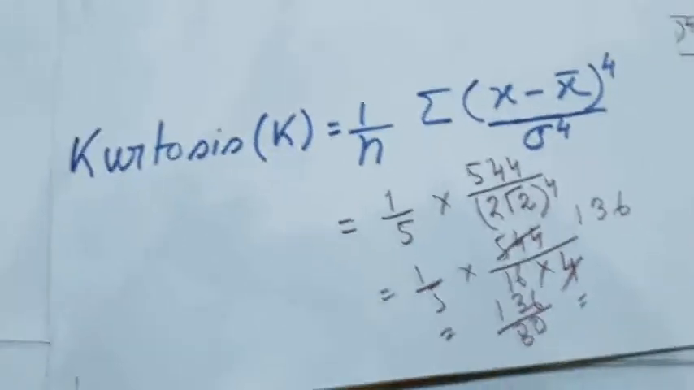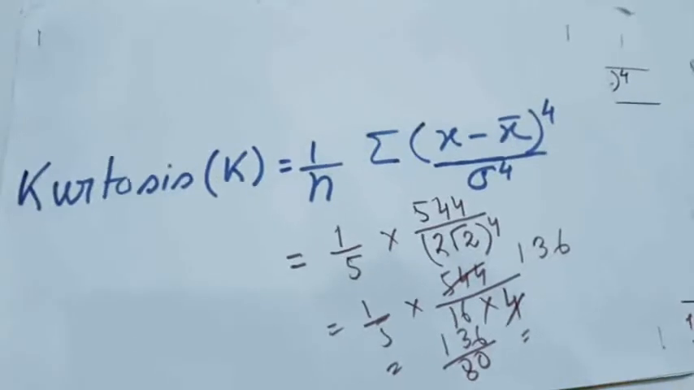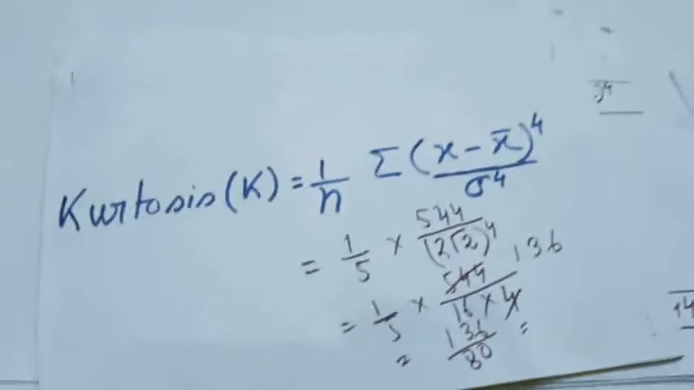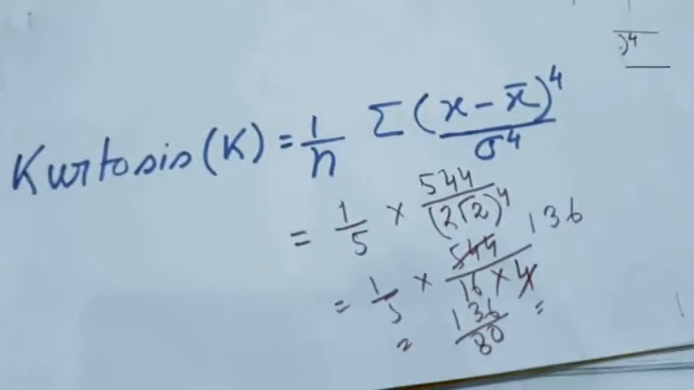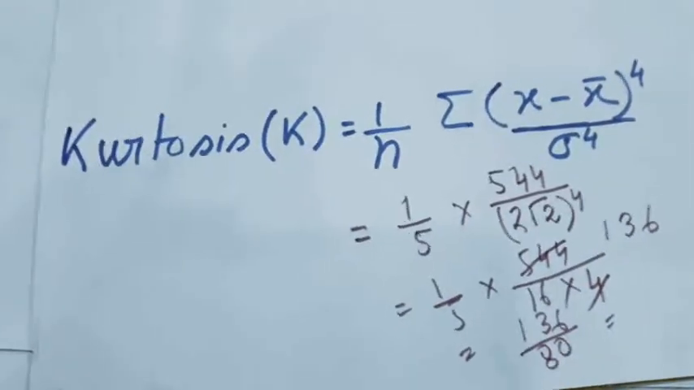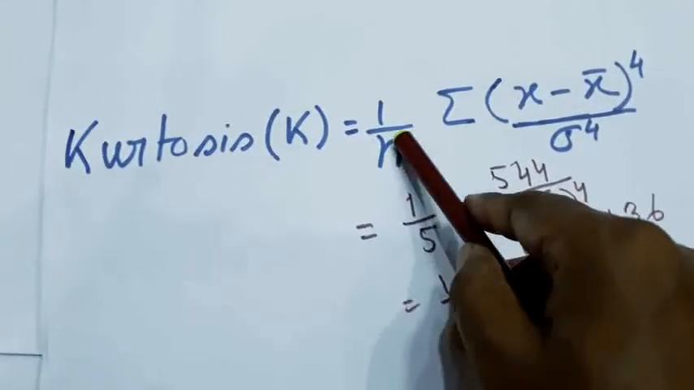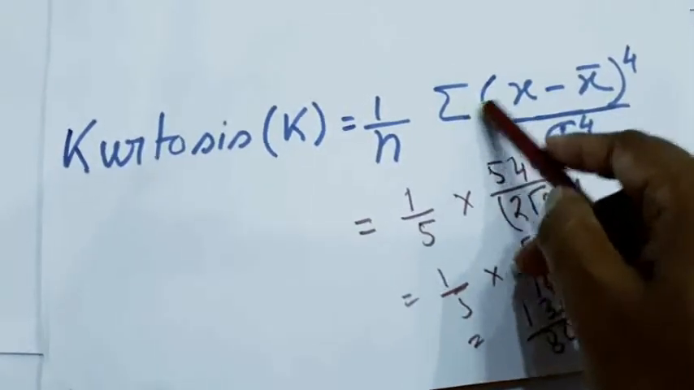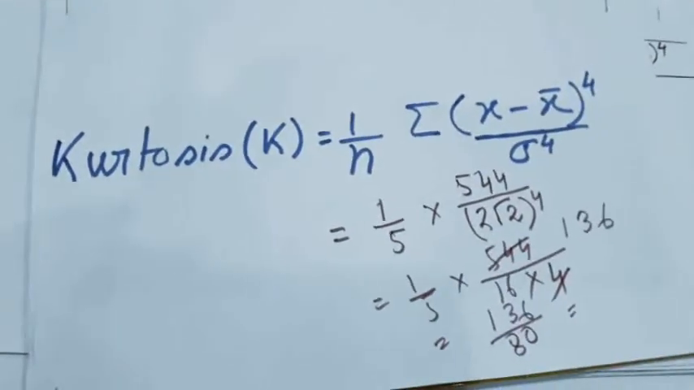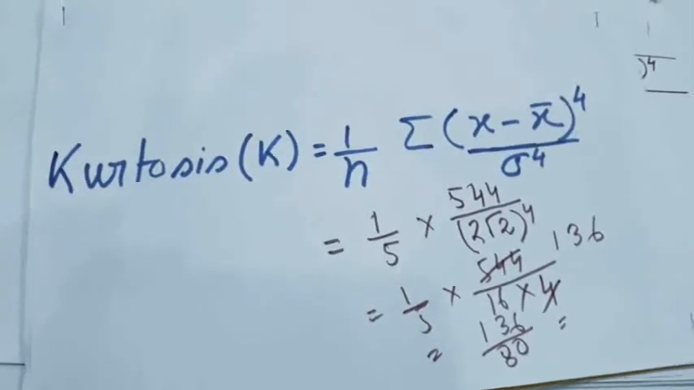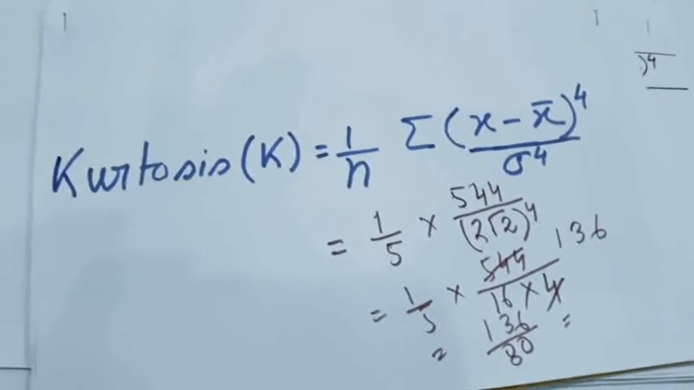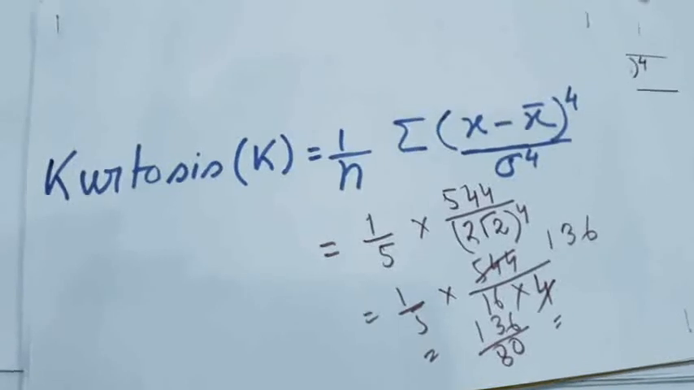This calculation is for discrete series or individual series, but for frequency distribution or group data, the formula will be a little bit different. In place of small n, it will be capital N. Here it will be f into (x minus x bar) whole to the power 4, and all other things will be the same. And accordingly, you have to make the table and put the values in the formula, and you will get the value of kurtosis for the group data also.